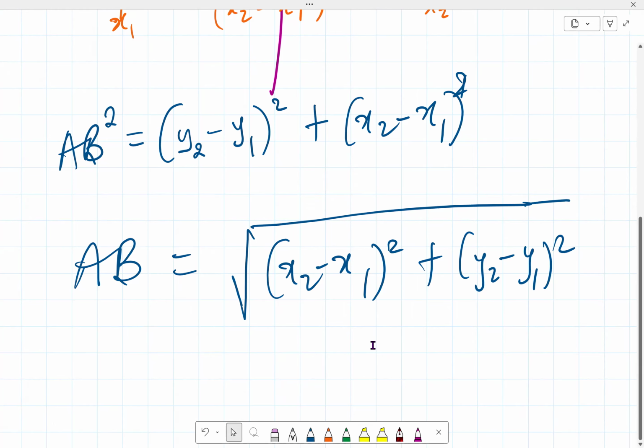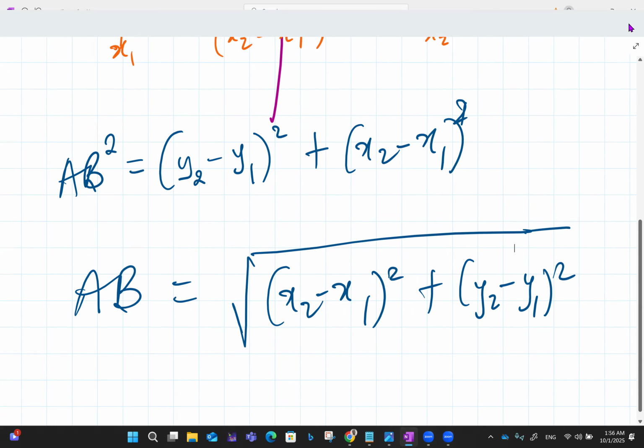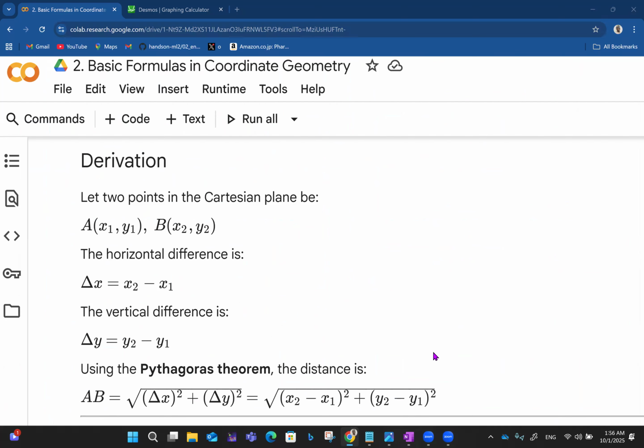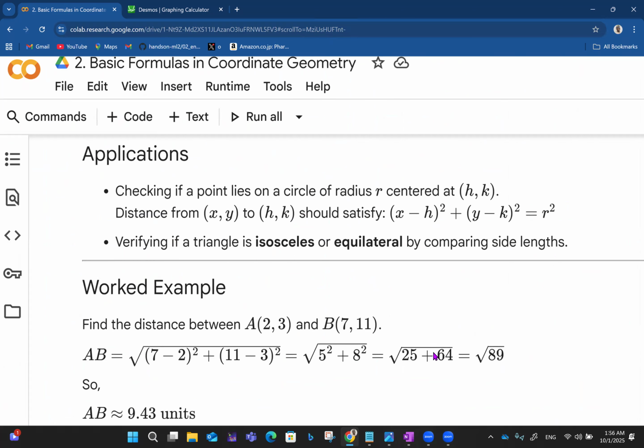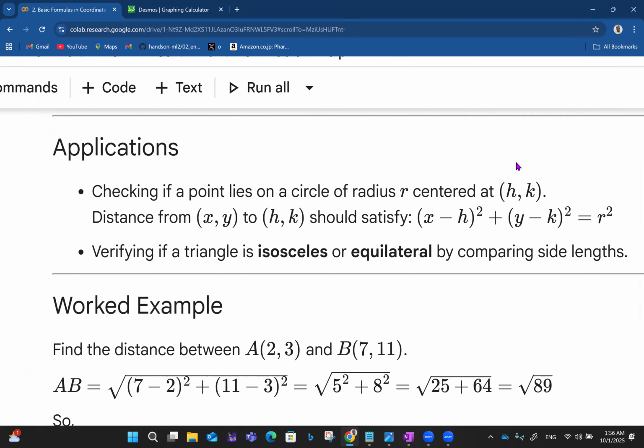So with that done, we can see some applications of the distance formula, in checking if a point lies on a circle of radius r. So you want to check if a point lies on a circle of radius r centered at (h, k). The center of the circle is (h, k), and you want to find if a point lies on it. So the distance from (x, y) to (h, k) would satisfy (x minus h) squared plus (y minus k) squared equals the square of the radius, okay?